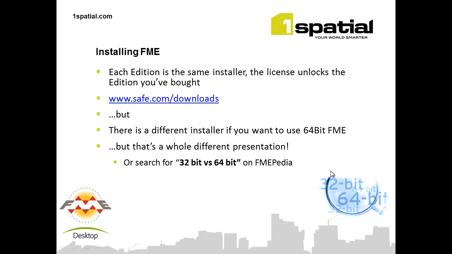So installing FME, it's the same installer. It doesn't matter what edition you've bought. You install or download the same installer from safe.com/downloads. The license itself, the license file that you get issued, is the file that unlocks the edition that you've bought. The only thing to be aware of is that if you want to use the 64-bit FME, then that is a separate installer. It's not always the best approach.